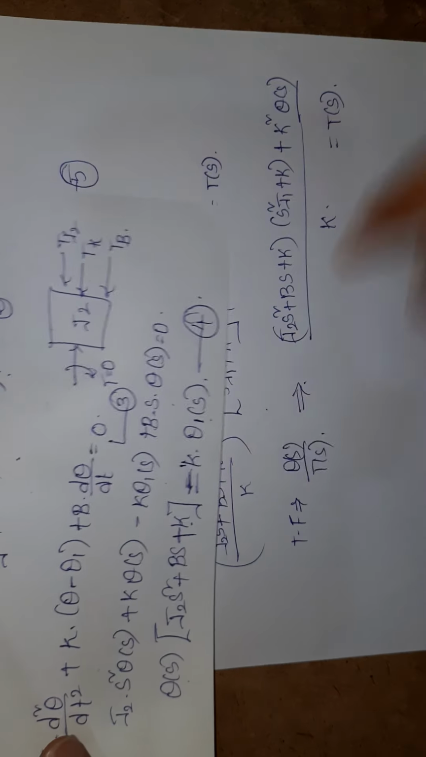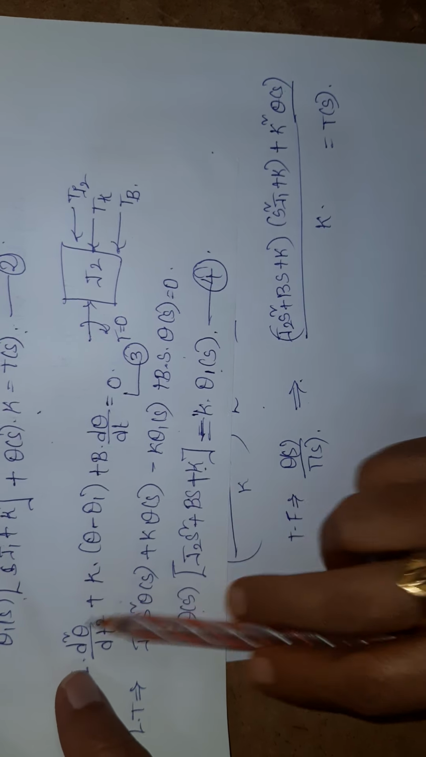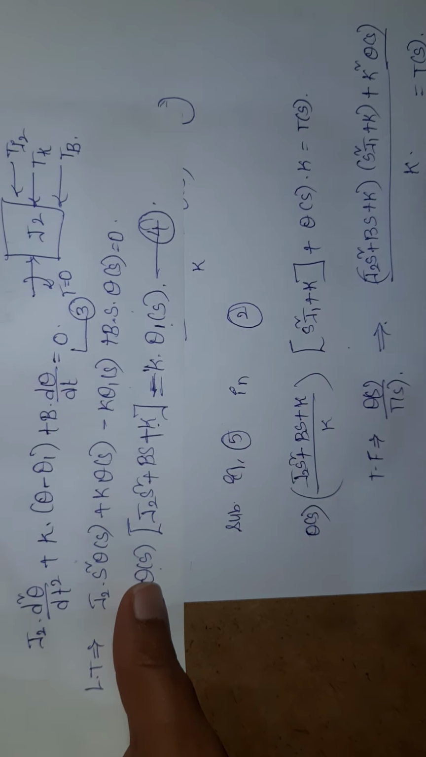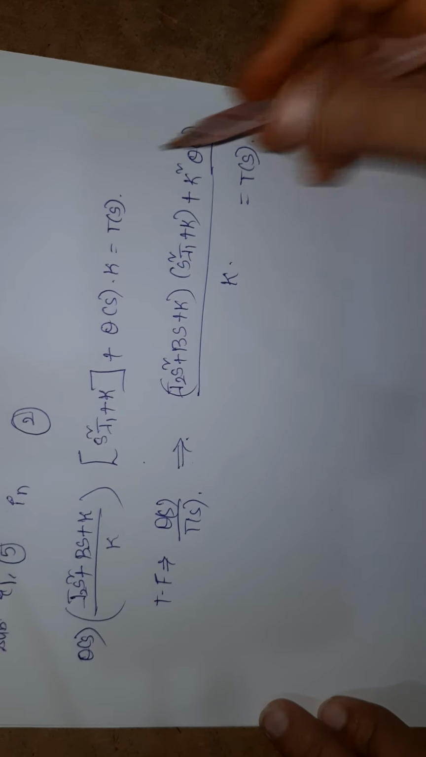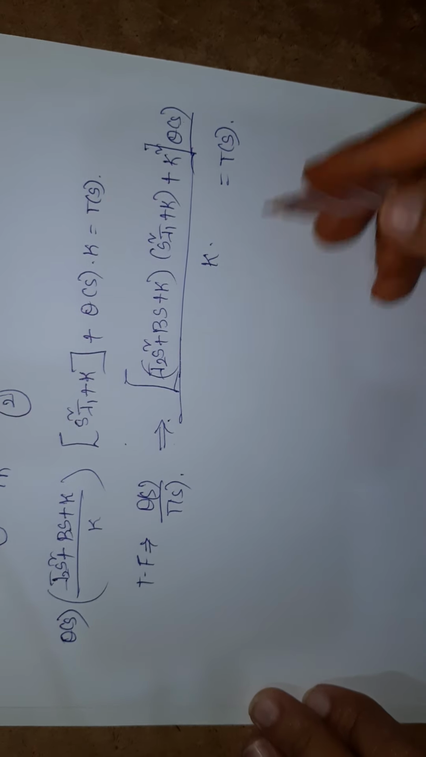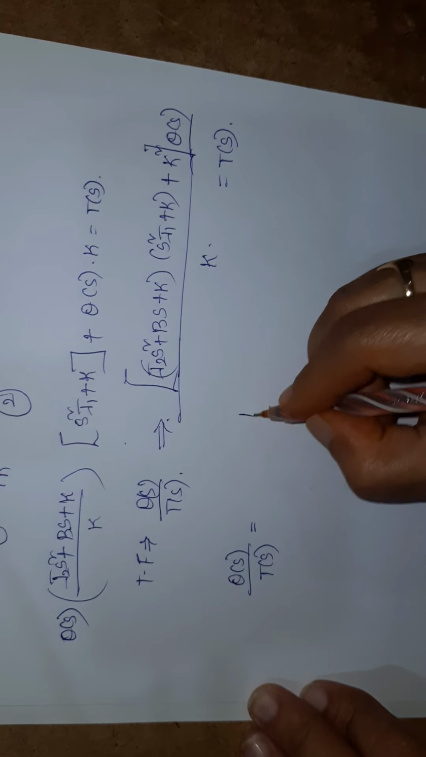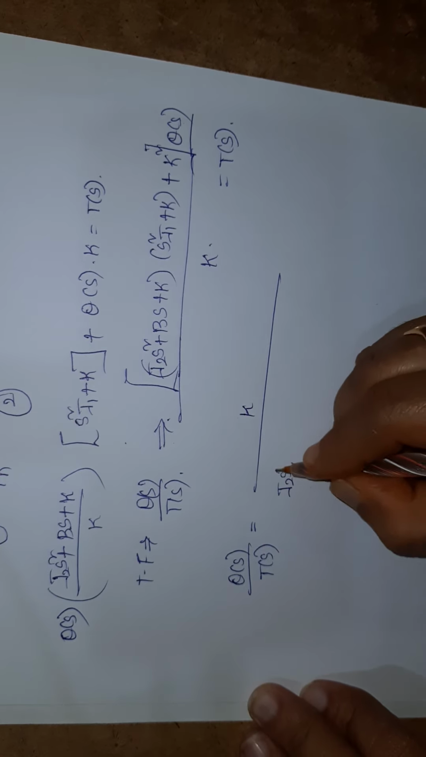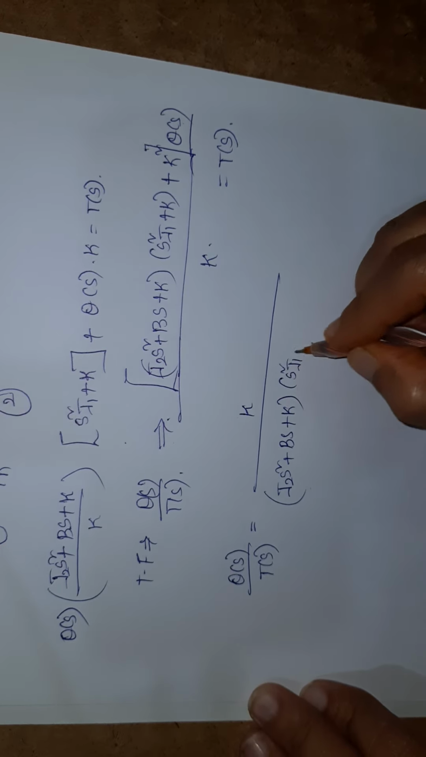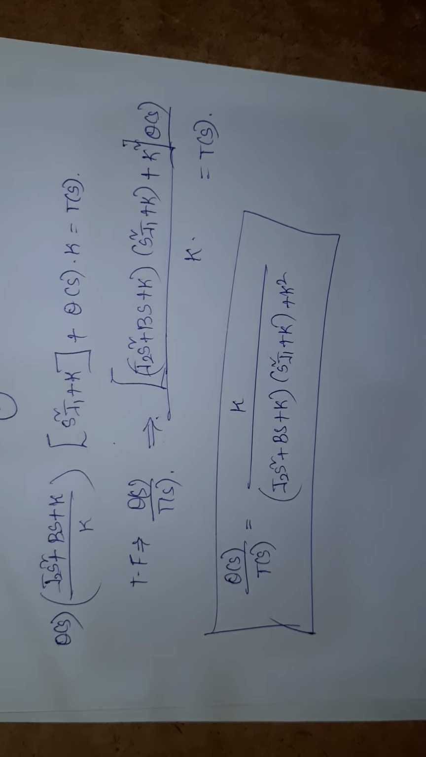Theta 1 of s is nothing but theta of s, so I will have theta of s here. Now I can write it like this, equal to T of s. Now you can easily write theta of s by T of s is equal to k divided by J2 s square plus bs plus k into s square J1 plus k, plus k square. So this is the transfer function. Okay, thank you.